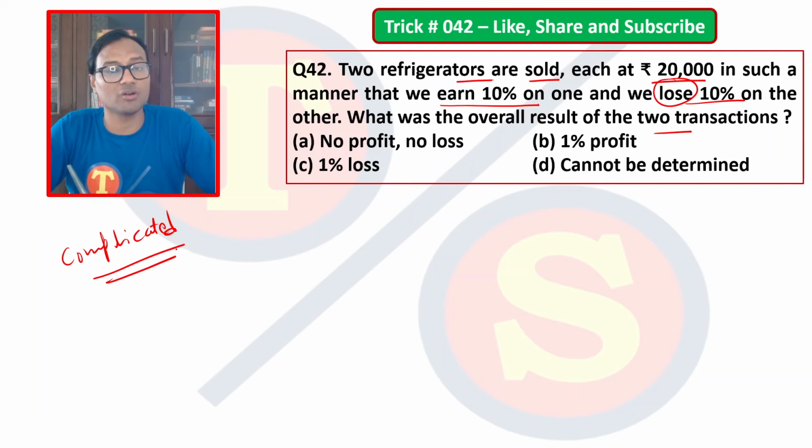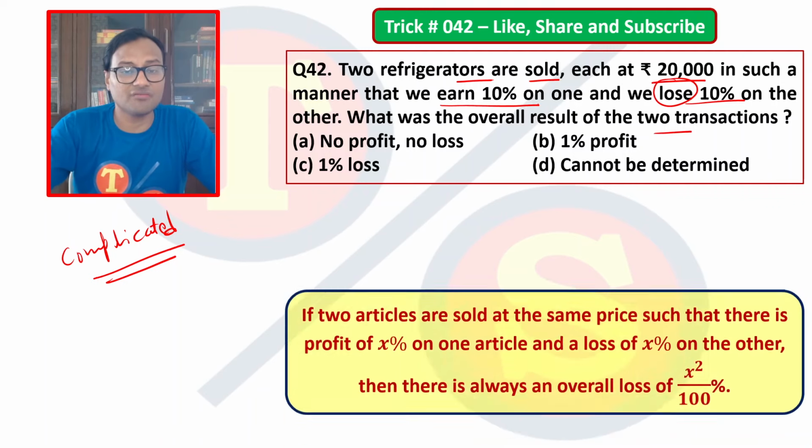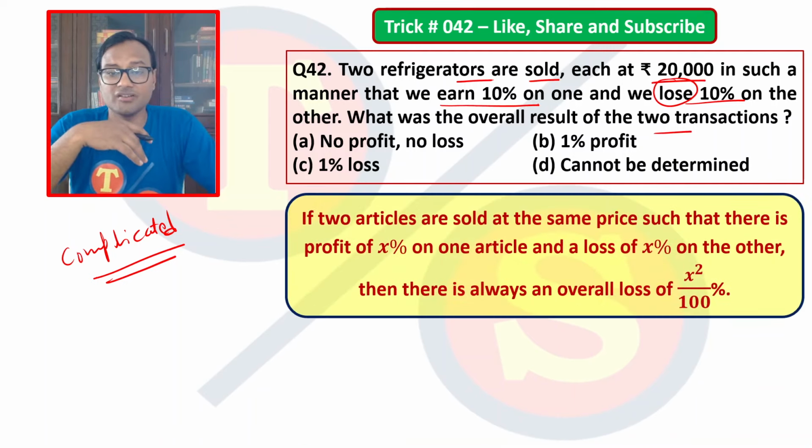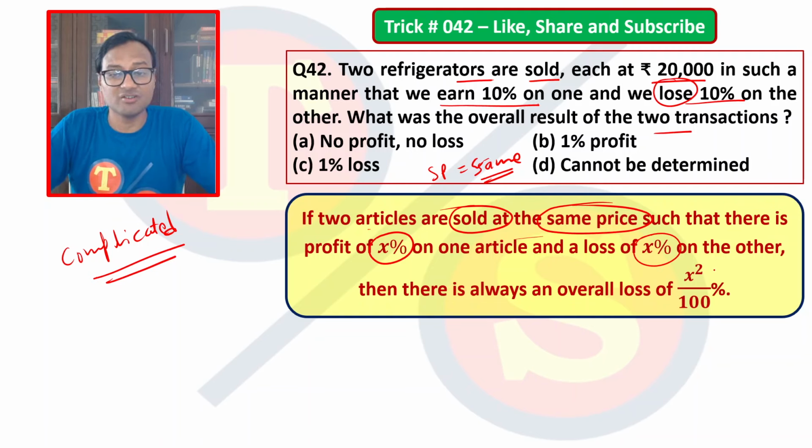If you are good in mathematics, try to solve it without using the formula that I am going to tell you. You will always have a lot many difficulties, right? You will get the answer, but after a lot of calculation, after a lot of hard work, right? So basically, what is the formula over here? The rule, the formula, the trick is that if two articles are sold at the same price, means selling price of both the articles must be same, and if we have a profit of X% on one of them and a loss of X% on the other, then there is always a loss of X square by 100%, right?